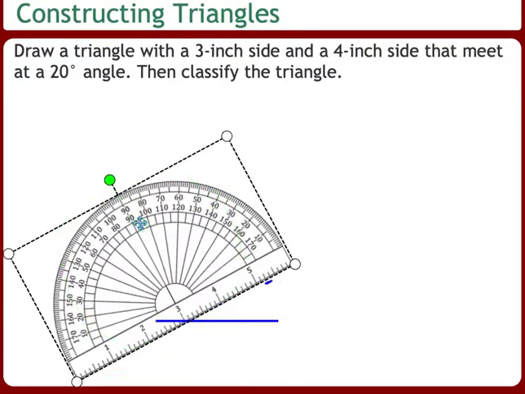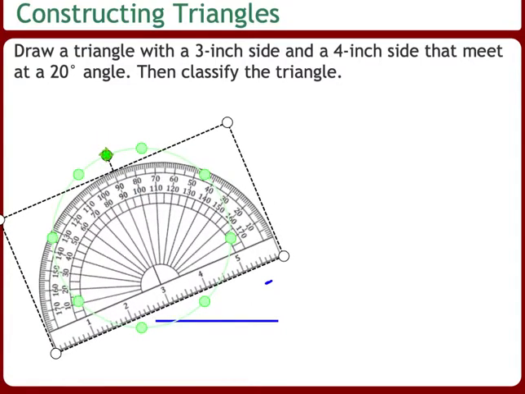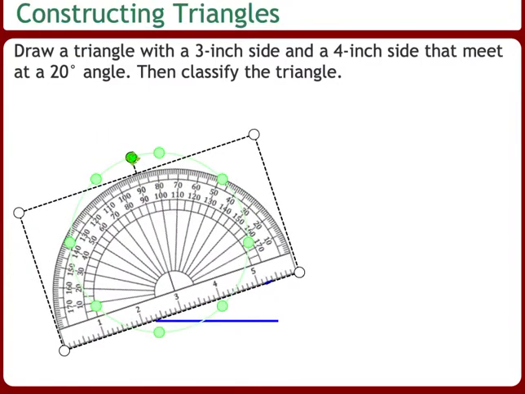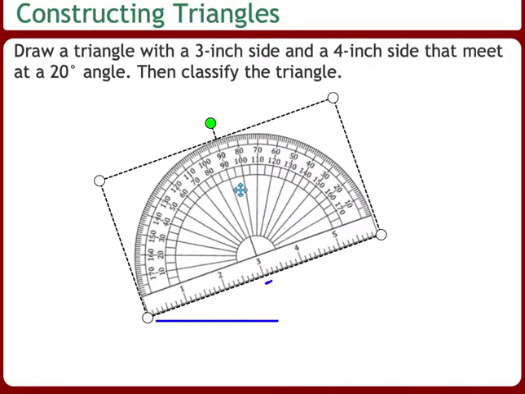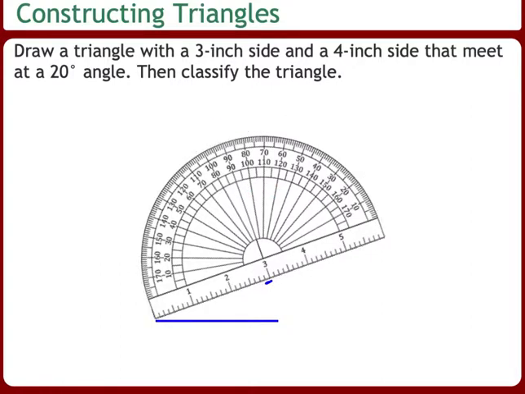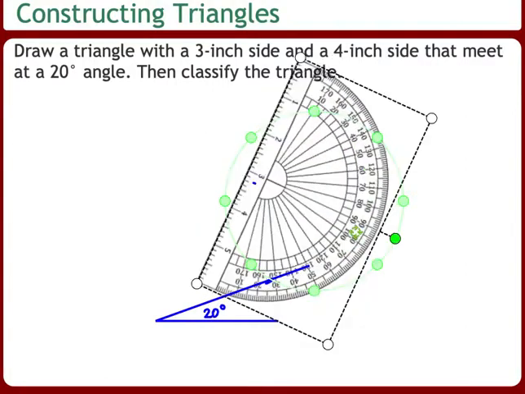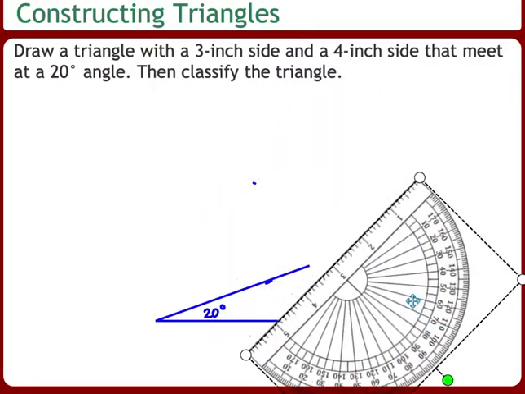rotate, and then I want to draw exactly a 4-inch. So there is a 4-inch. And then what I'm going to do is label my angle. This is 20 degrees. And then I'm going to connect my last side here with another line.